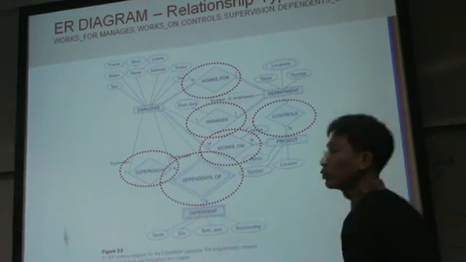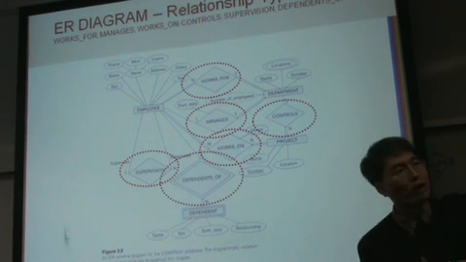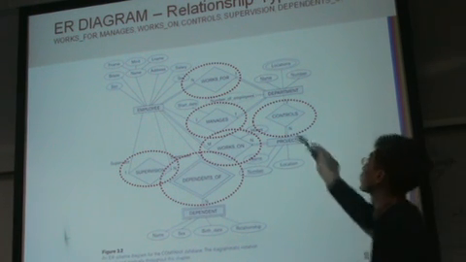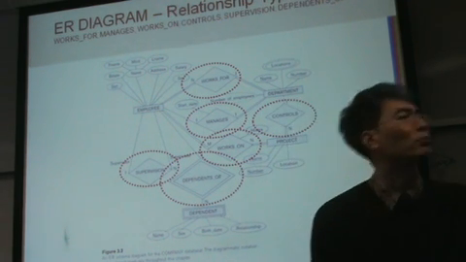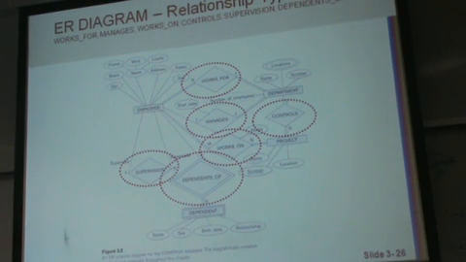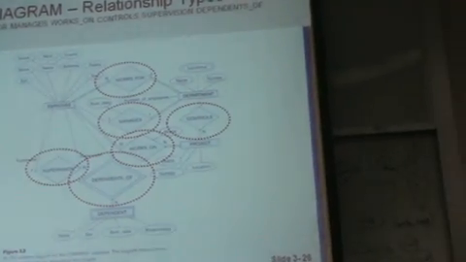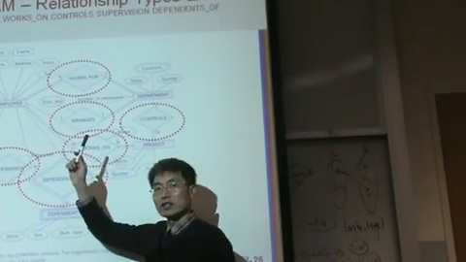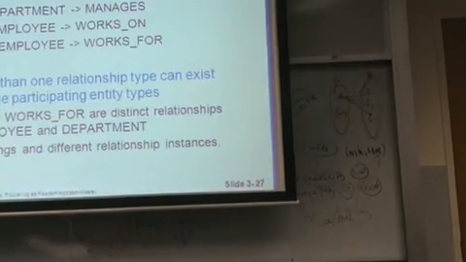However, even though your customer wants a lower limit and upper limit, using an EER diagram, you cannot represent such a detailed specification. So to address that problem, we can specify how many entities can be involved. That is called the min-max notation. Let's take a look at this.